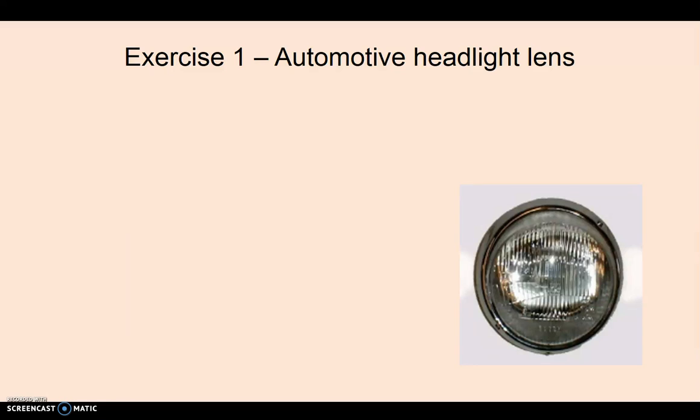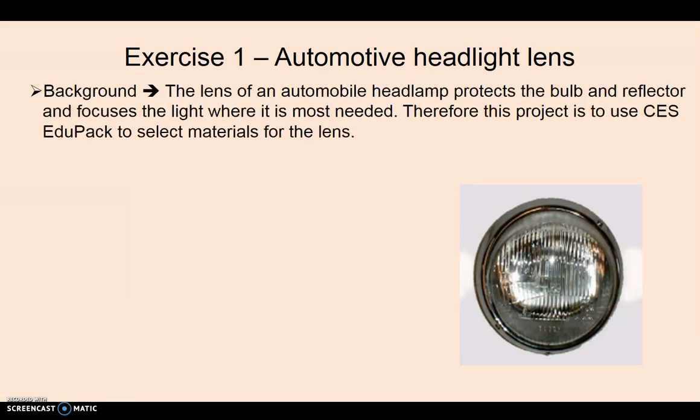Right, so what are we going to be doing over the next number of weeks? Well, we're going to be carrying out a number of exercises using the Level 3 Polymer CES database. The first exercise we're going to carry out is looking at a suitable material for an automotive headlight lens. Here I've outlined the background. The lens of an automobile headlamp protects the bulb and reflector and focuses the light where it is most needed. Therefore, this project is to use CES EduPack to select materials for the lens.